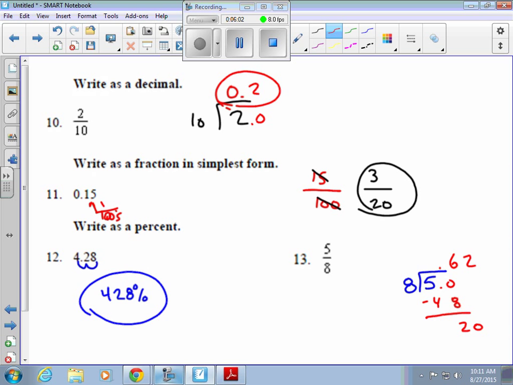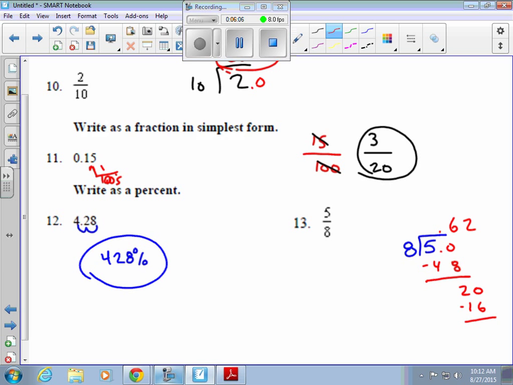2 times 8 is 16. 20 minus 16 is 4. We'll bring one more 0 down. 8 goes into the number 40 5 times. So we got 0.625. Says to write it as a percent. So we want to take that number 0.625, and just like we wrote this one as a percent, we moved it over 2 times to the right, once, twice. We're going to move this one once, twice to the right, 62.5%.